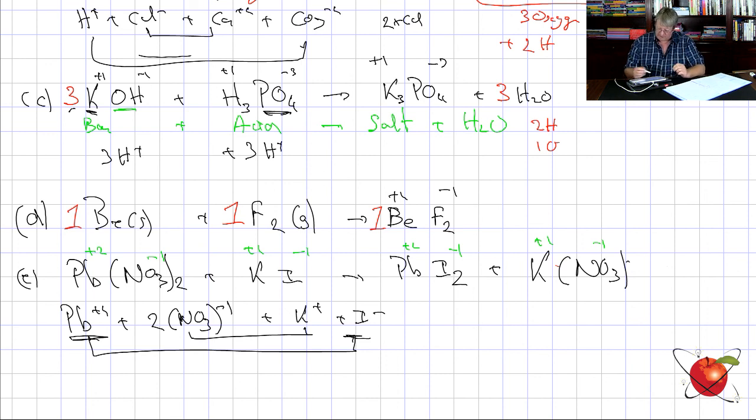Let's first of all have a look at lead. Lead, I'll just switch it to blue. I've got a lead there and a lead there. Potassium, I've got a K there and a K there. All right, so that's all balanced, isn't it?